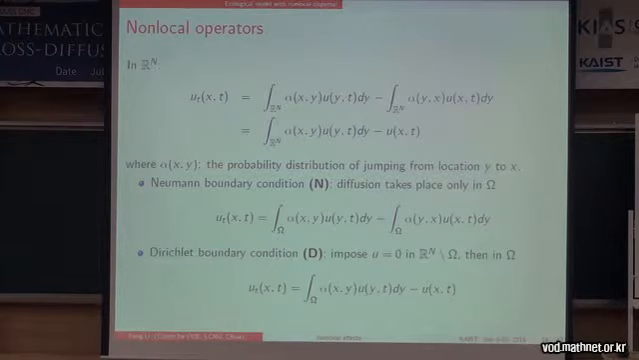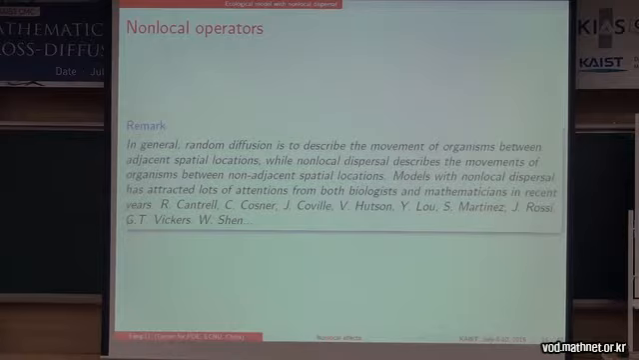Then for the Dirichlet boundary condition, we impose this condition: the population density is always 0 outside omega. Okay, so this is the non-local operator for the corresponding Dirichlet boundary condition. So this is a general situation. Then there are actually a lot of studies related to these topics. Here I list some names of biologists and mathematicians in these directions: Cantrell, Costner, Coville, Yuan Lou, Martinez, just some names.